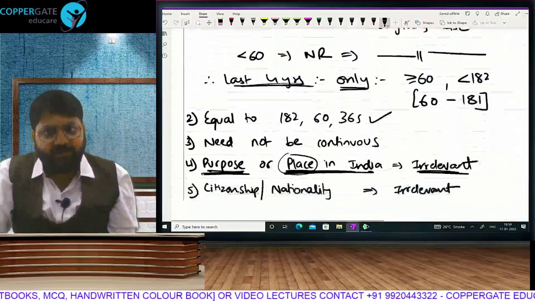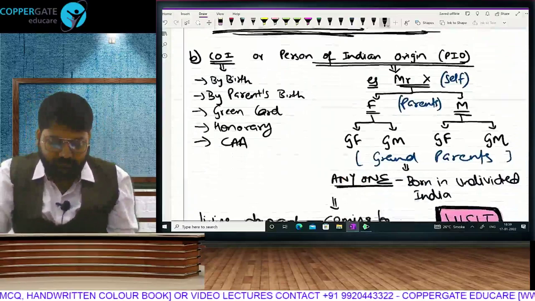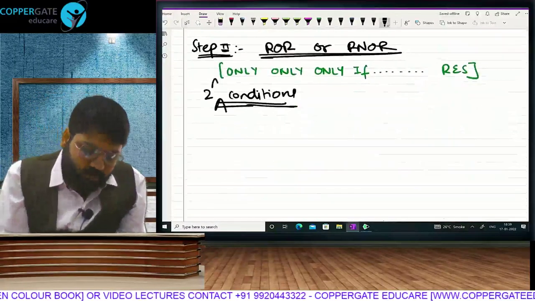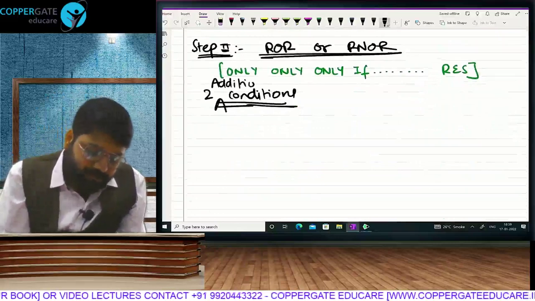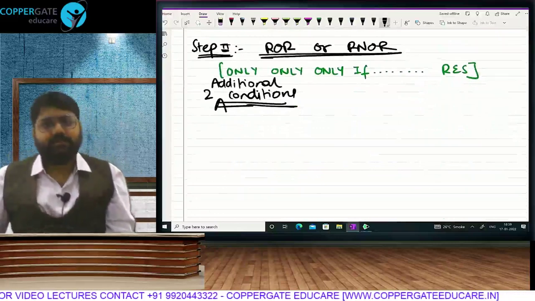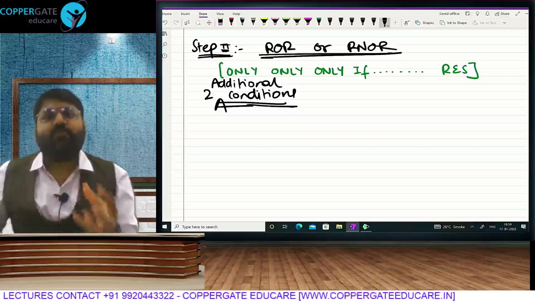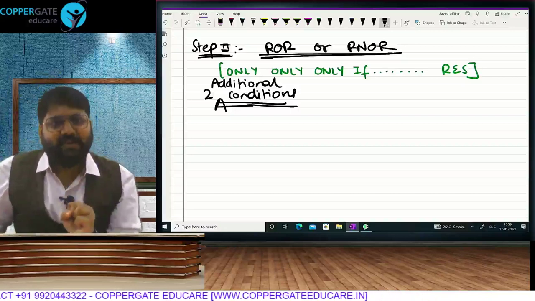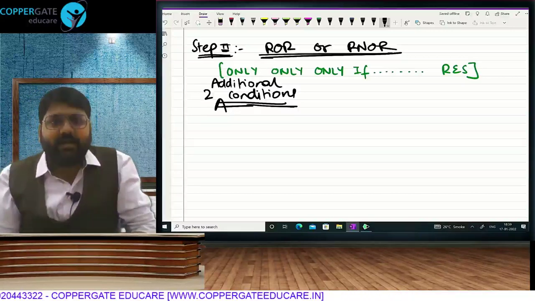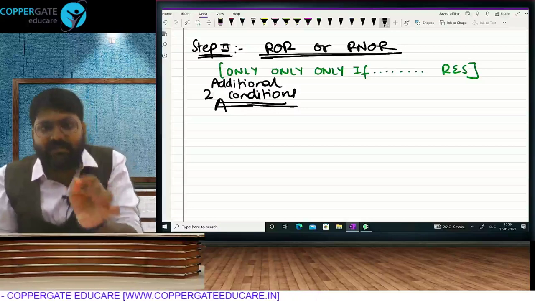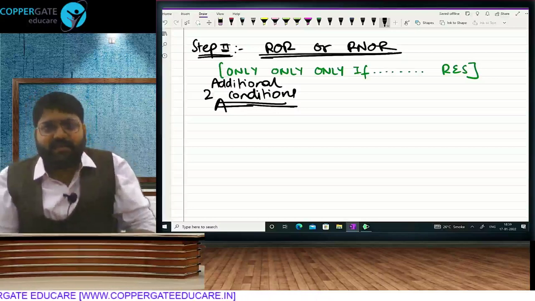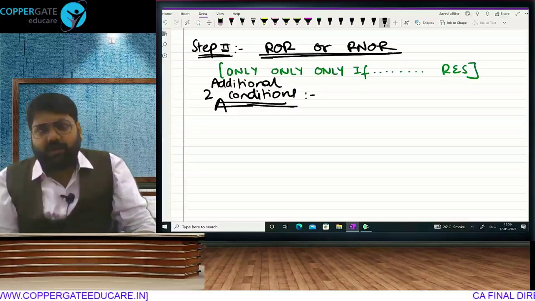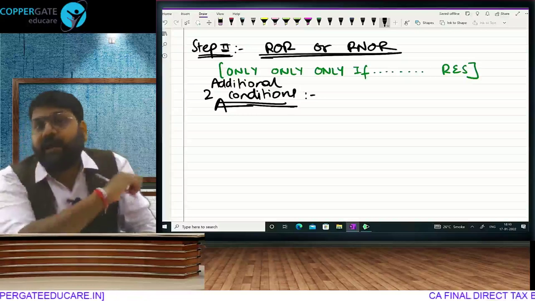So, in step number one, what will we call them? Basic condition. And in step number two, we will call them the two additional conditions. So, every time we say two basic conditions, you know we are talking about step one, resident or non-resident. And when we say two additional conditions, we are talking about step two, ROR or RNOR. Additional conditions will be checked only if the basic conditions answer is resident. Understood?